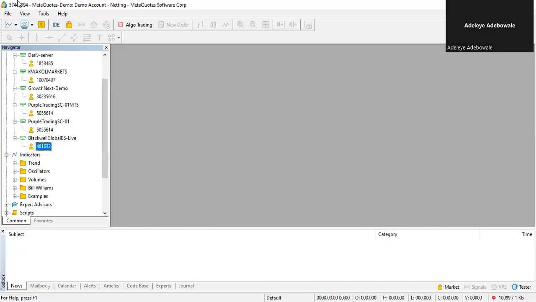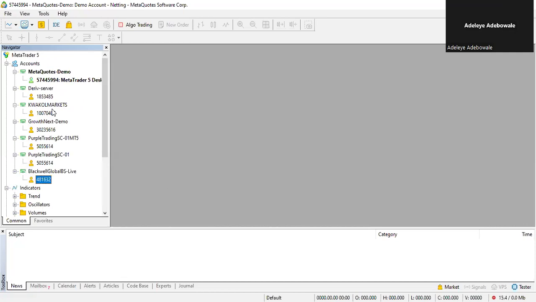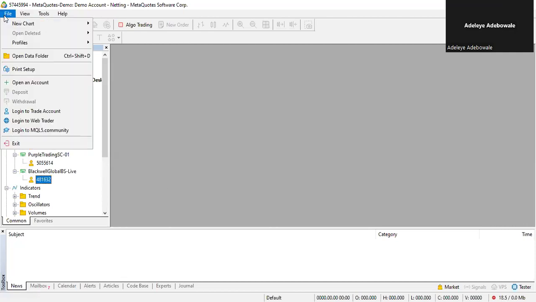Can you see the MetaTrader screen? Good. I'm using a laptop right here. So this is what I do. I come to this place, I click on file. Are you with me? I don't know if I can access my phone. Let me try and access my phone right now.